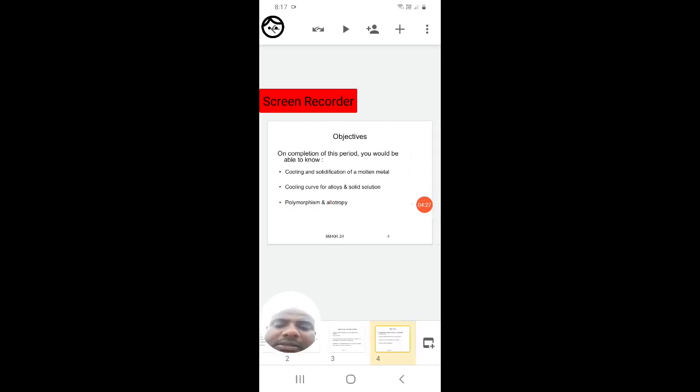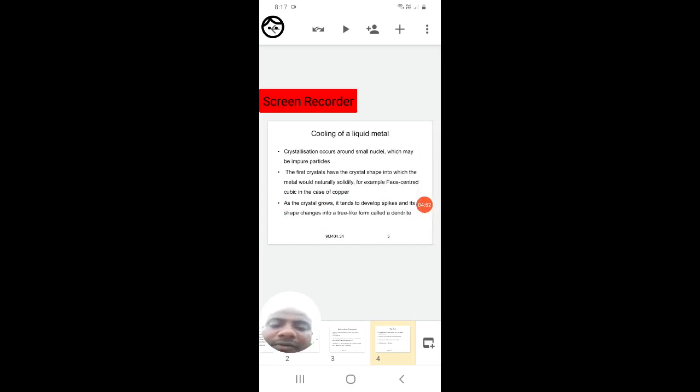Today's objective: on completion of this period, you will be able to know the cooling and solidification of a molten metal, cooling curves for alloy and solid solution, and mainly we discuss polymorphism and allotropic form. First you will see the cooling of a liquid metal. We have discussed this already, but it is the basis for every liquid material, so once again we will discuss the cooling of a liquid metal.